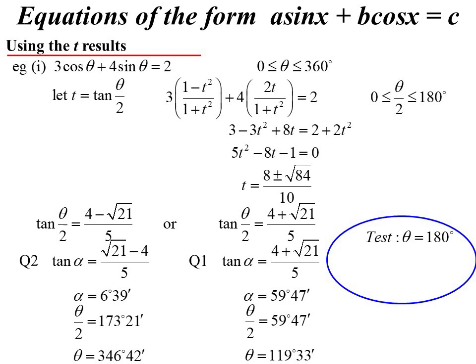Reason? You have let t equal tan theta on 2. Well, if theta is 180 degrees, theta on 2 is 90 degrees, and tan of 90 is undefined. So we would never find that answer for you. You need to do a check, but the check's not that hard to do. Here's our equation. Just think about what you're substituting into. We know the cos of 180 is negative 1, and the sine of 180 is 0.